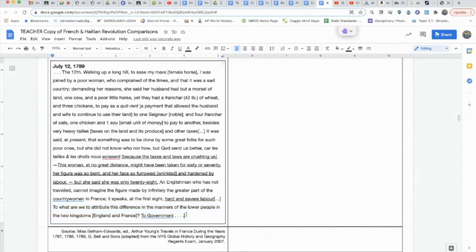To government. So this individual is walking through France and meets a lot of women. And he thinks he's walking by and talking to all these old ladies that look like they're 60 or 70. This particular woman reveals she's only 28. So many years of hard and severe labor completely beats down the health of these individuals.